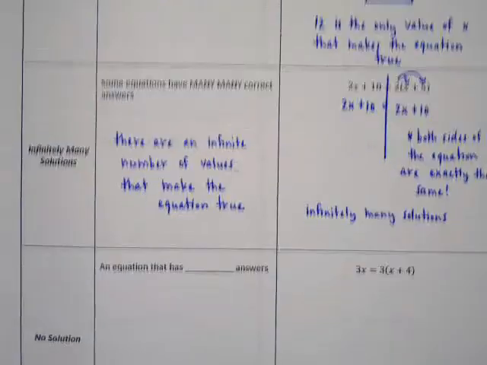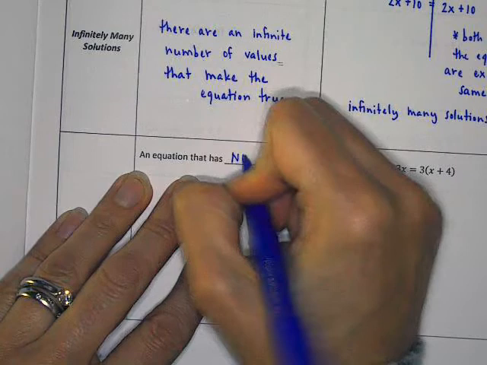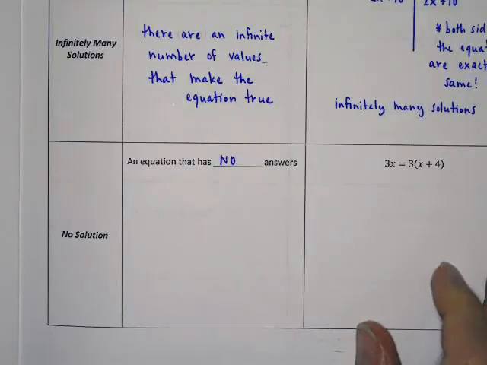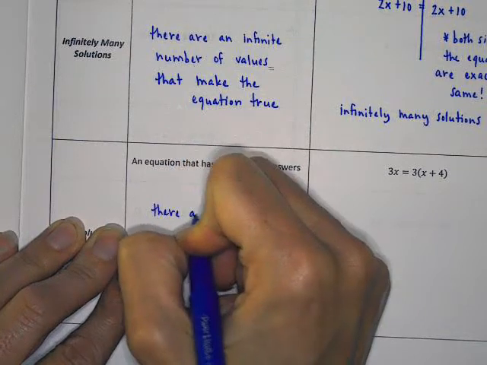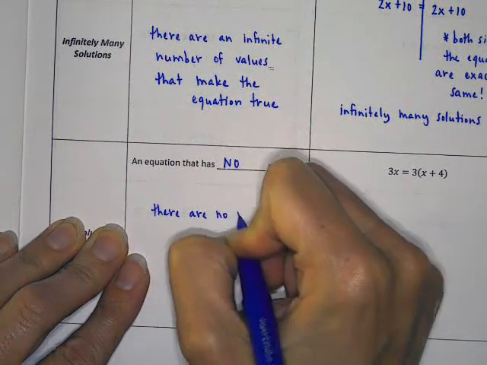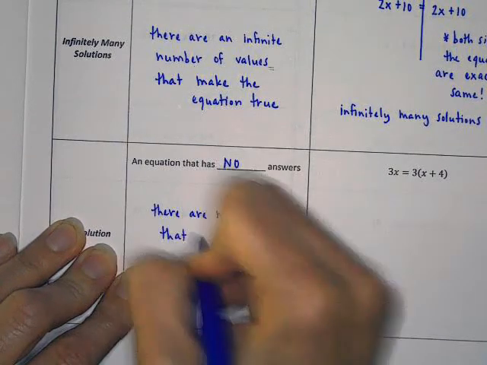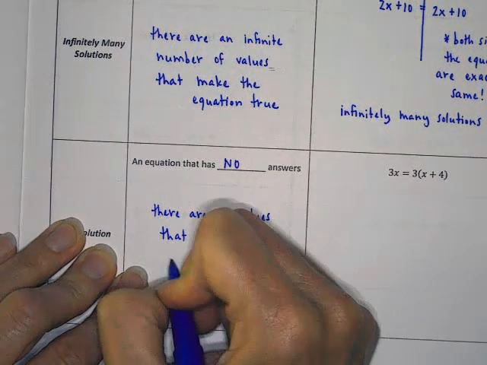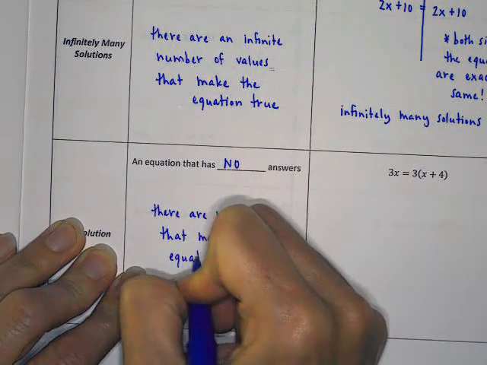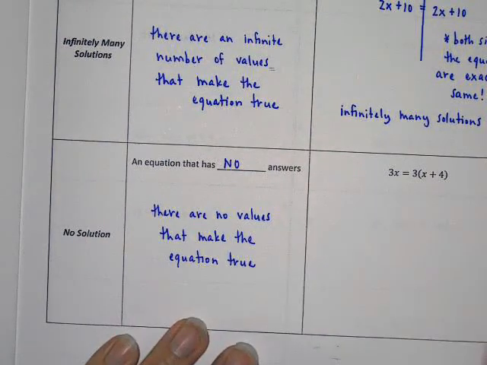Now, the third thing that could happen is that we could get actually no solution. So this is an equation that has no answers. So there are no values that make the equation true. And here's how we would recognize it.